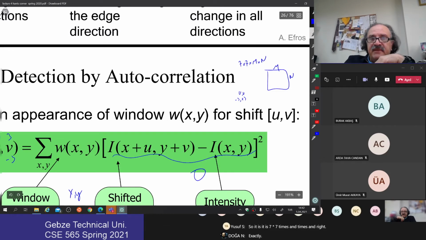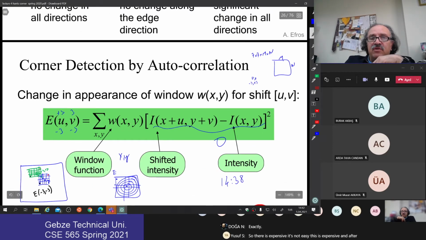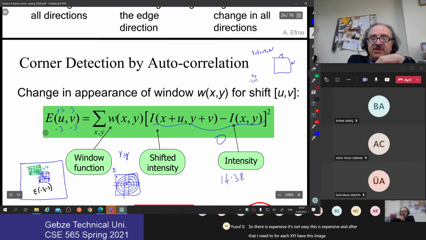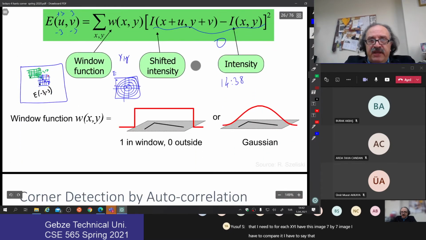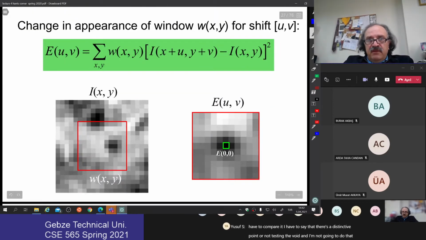This is not easy. This is expensive. And after that, for each xy, I have this 7 by 7 image. I have to compare it. I have to say that this is a distinctive point or not distinctive point. And I'm not going to do that. Okay. So this is a sample output of EUV for an image like that.